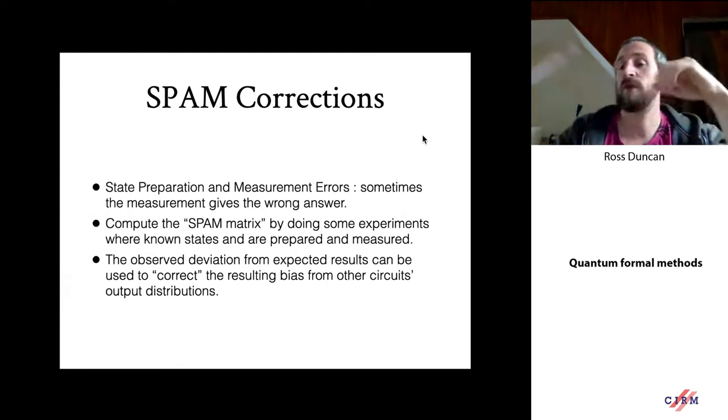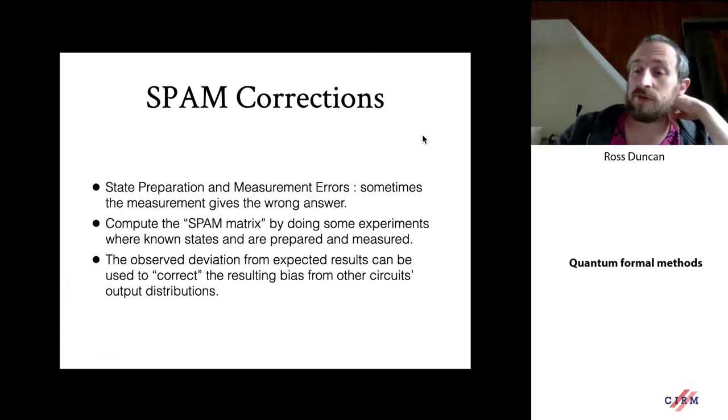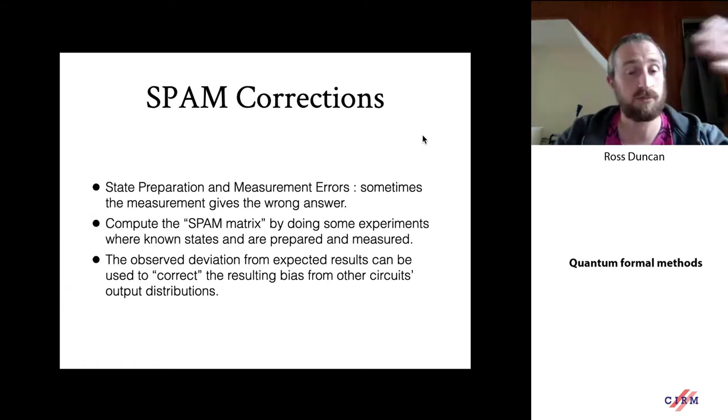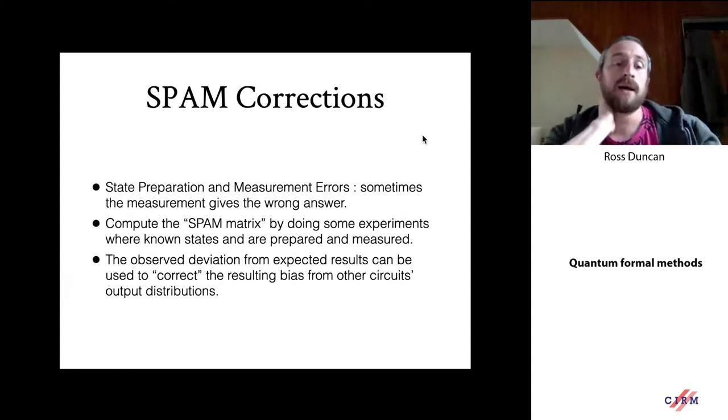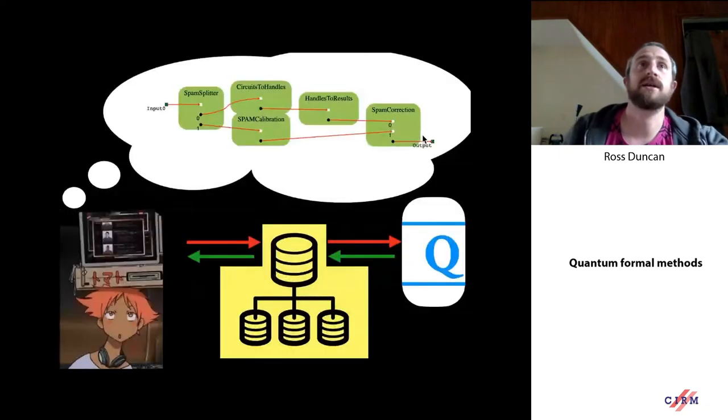There is a way to avoid this, though, which is to do a rather lengthy and expensive experiment beforehand to work out what's called the SPAM matrix, which describes the probability of seeing a given error, that is, the probability of seeing a one when you should have seen a zero, or vice versa. And once you have this matrix, you can invert it and use it to transform the results that you get. So that looks a bit like this.